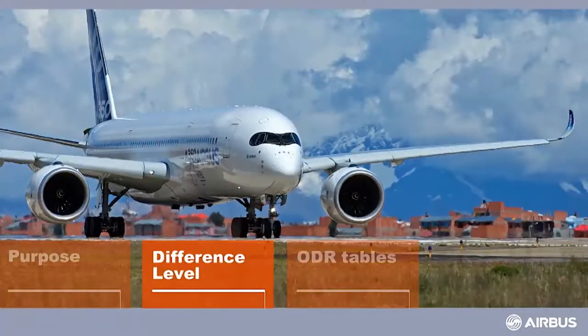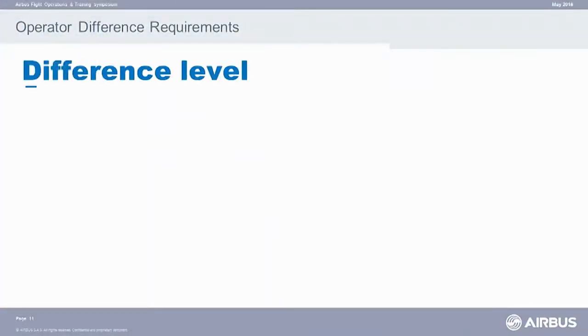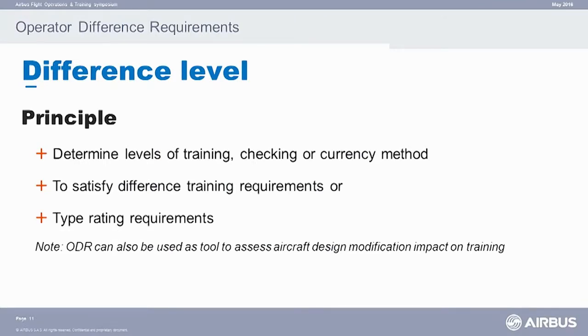So let me explain to you the concept of difference level. The principle is this one. In fact, we determine the level of training, checking, or currency. This is to satisfy the different training requirements or the type rating requirements. With this principle, we can also assess any design modification. What does it mean? It means if tomorrow in your airline you introduce, for instance, the APFD TCAS function, with the corresponding ODR table, you will be able to say, okay, when I introduce this function, I need this training for my pilots.